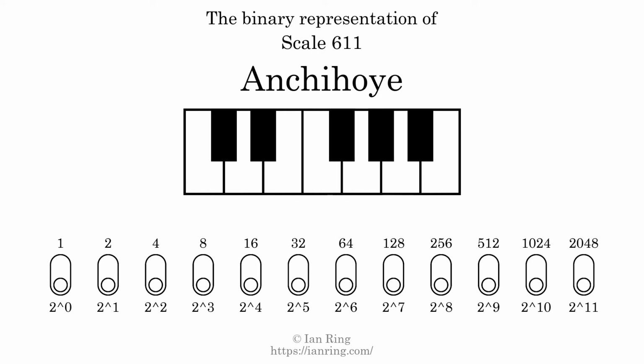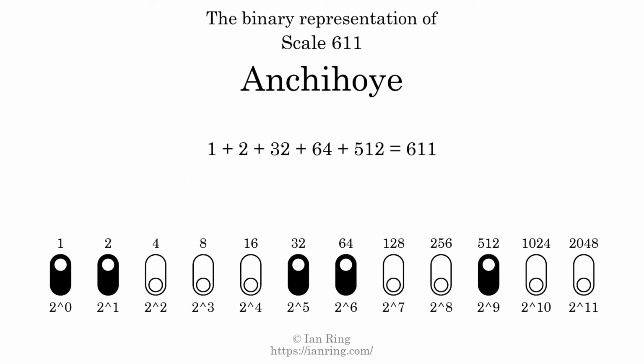The binary representation of this scale is determined by mapping tones of the scale to binary digits. Each binary digit represents a power of 2. To get the scale number, we add the powers of 2 together. The powers of 2 that are present in the scale, all added together, equals 611. That is why the scale number, in decimal, is 611.